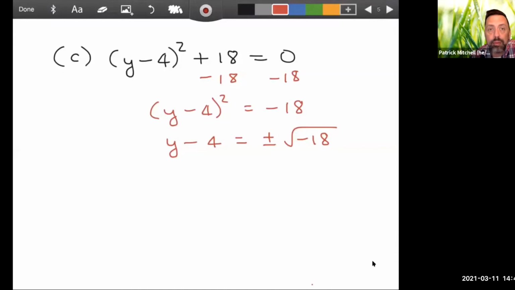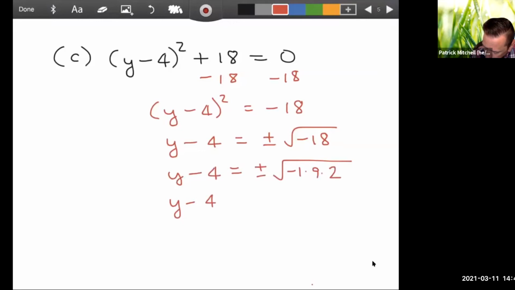So first, let's simplify the square root of negative 18. Remember how that worked from the last section? I'm going to write that as negative 1 times 9 times 2. The square root of negative 1 is i. The square root of 9 is 3. And the square root of 2 is just the square root of 2. Okay. So let's write that as plus or minus 3i square root of 2.